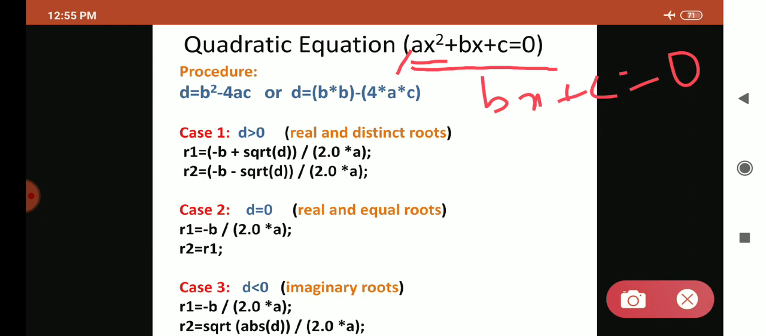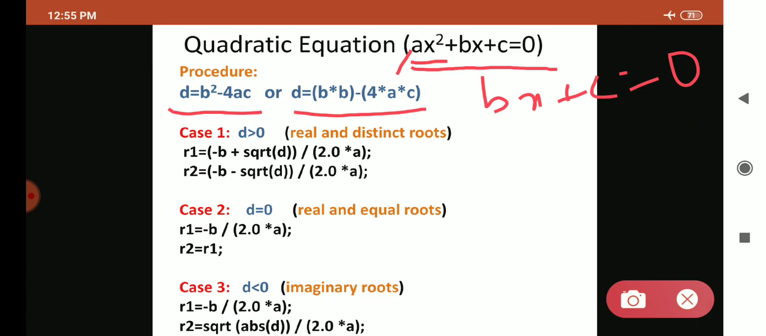Once we are done with checking this condition, let us find the procedure to calculate the roots of a quadratic equation. First we should calculate d, whose formula is b square minus 4ac. Now this can be written in C as d is equal to b star b minus 4 star a star c, which is nothing but again d is equal to b square minus 4ac.